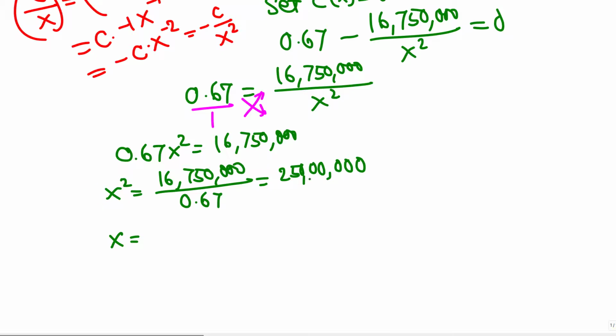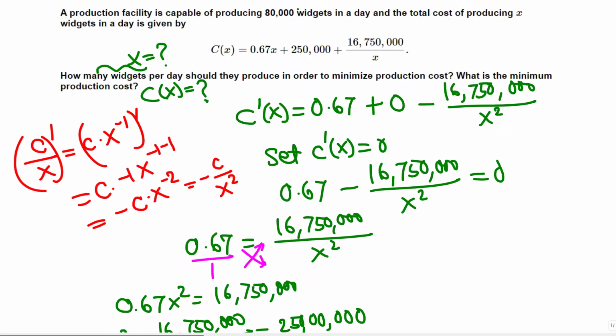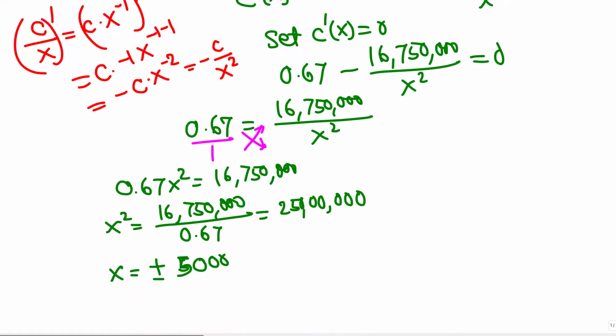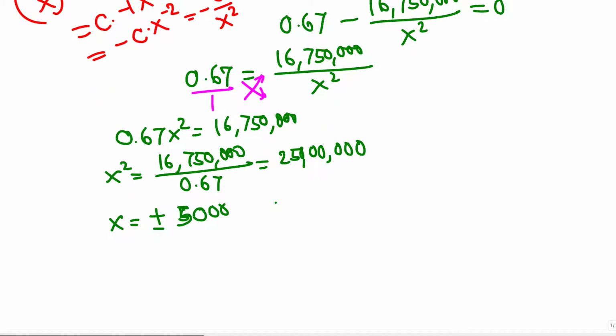So x squared equals that. Let's take the square root of both sides. So x equals, we get plus or minus when we're solving. You can use your calculator: 5,000, plus or minus. And if we look back up, x is the number of widgets, so it can't be negative. So we just take the positive. So 5,000. Okay, that's the x value.